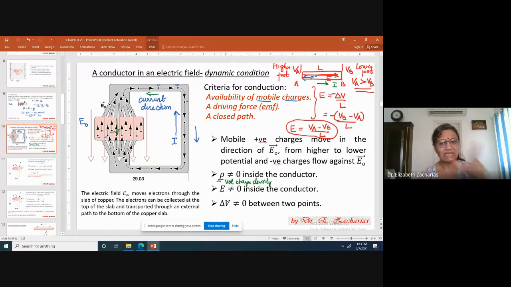Then, in the last chapter, though I didn't teach you that chapter, we have seen that the entire conductor will be at the same potential. Inside and outside, the potential will be the same. But that is not what is happening here. Here there is a potential difference between any 2 points, within which there is going to be a flow of charges. So delta V is not equal to 0. Is this page understood?